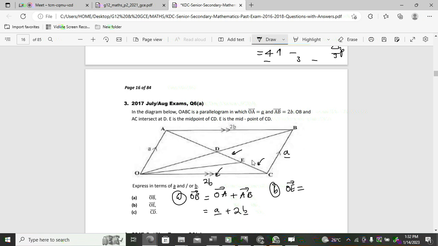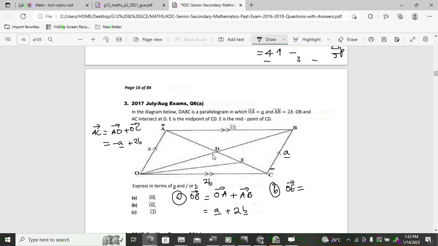So it will be very difficult for you to move. But the thing is, we are able to calculate this one. So that's what we are going to do for us to be able to calculate OE. And how are we able to do that? We first need to calculate AC. Let's calculate AC. How do you calculate AC? To move from A to C, you can move from A to O and then from O to C. Now, OA is going to be negative A. And then OC is going to be 2B.